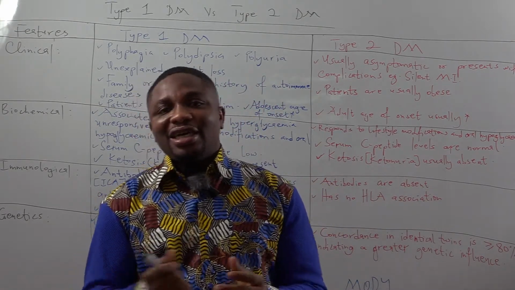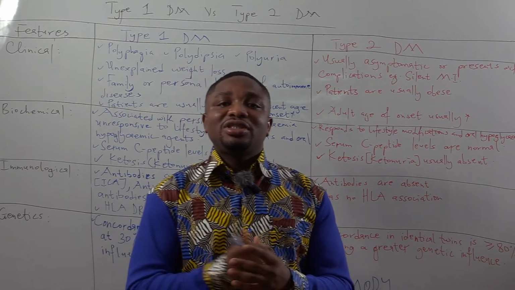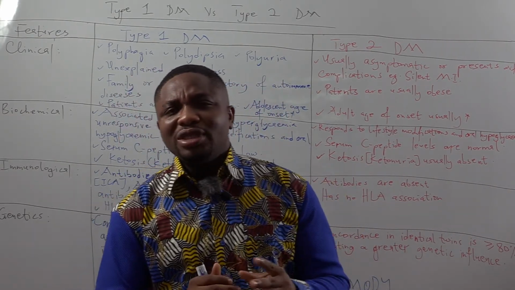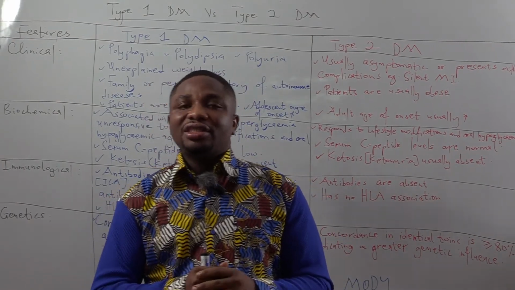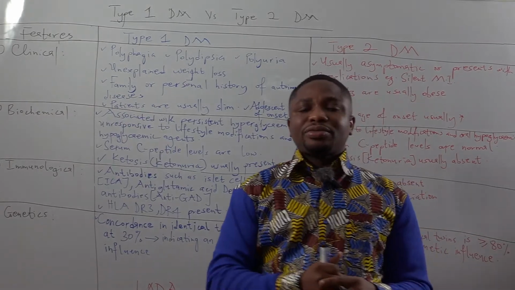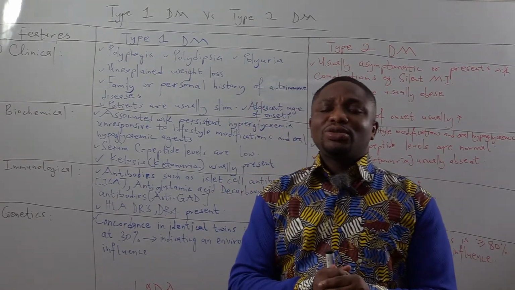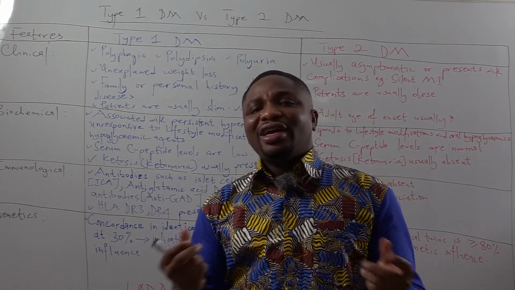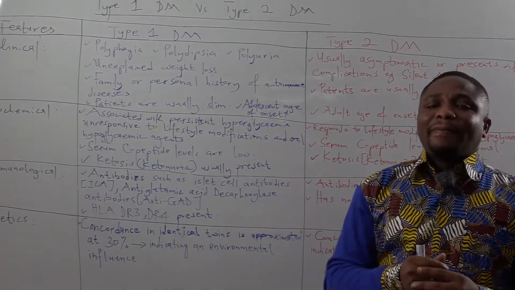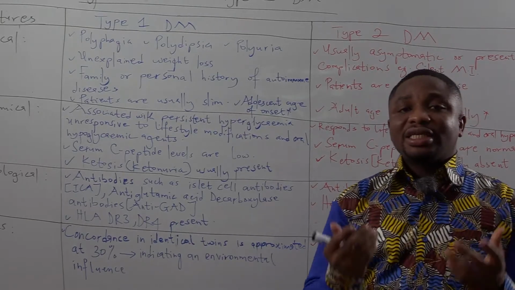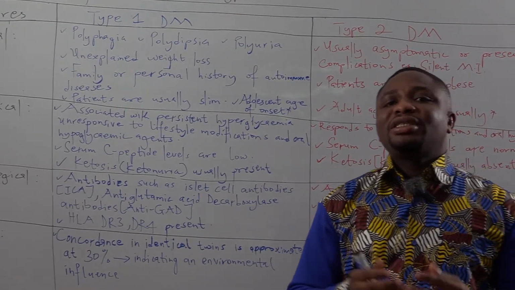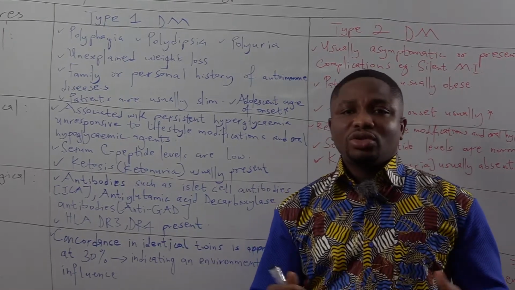Now let's move ahead and look at the differences between the type 1 and the type 2 diabetes mellitus using various features. So we are going to start with the first one. That will be the clinical. Type 1 diabetes mellitus is characterized by polyphagia, that is excessive eating, polydipsia, that's increased thirst, that will lead to excessive drinking of water, and polyuria, that means that the patient will be urinating a lot.